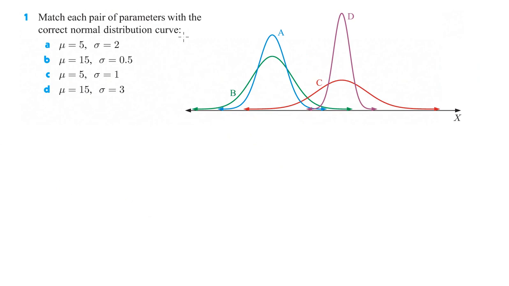Match each pair of parameters with the correct normal distribution curve. Okay, so remember this little mu here, that is the mean.